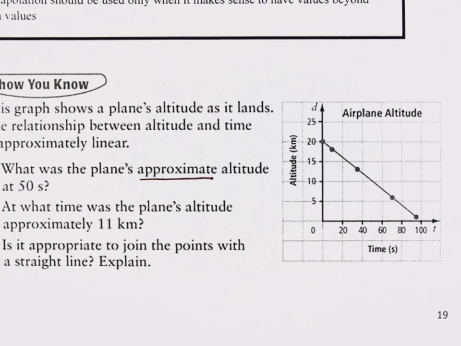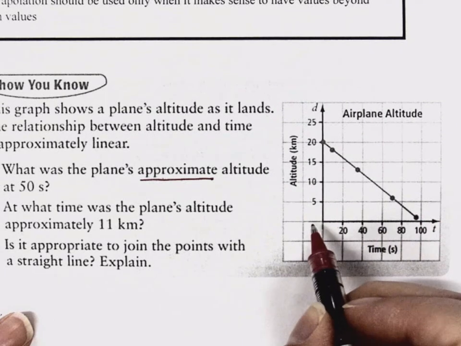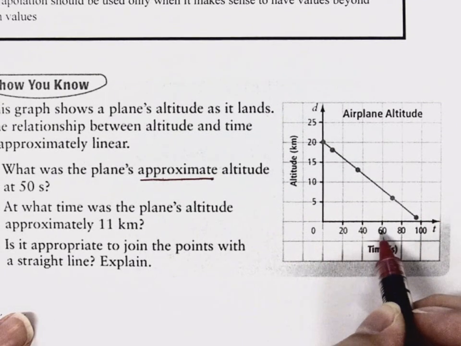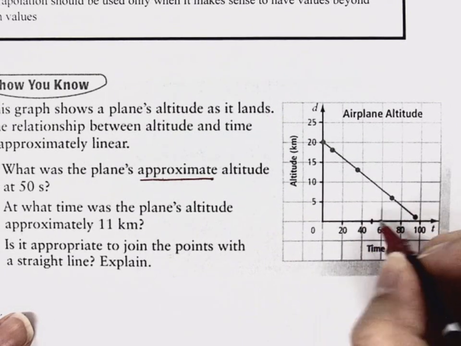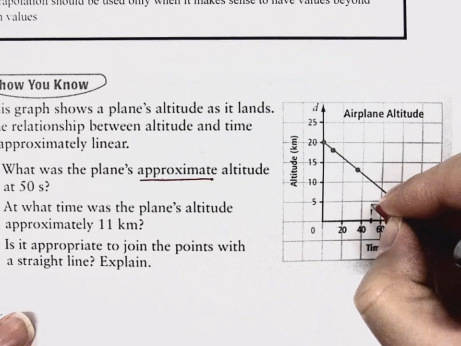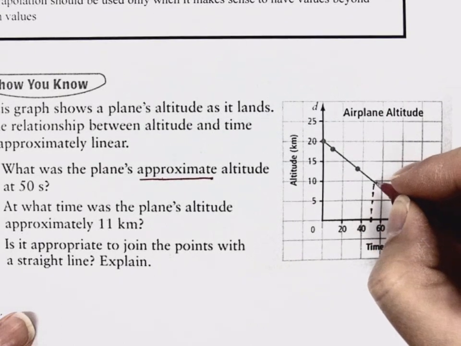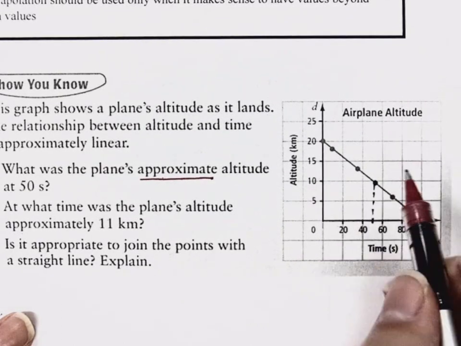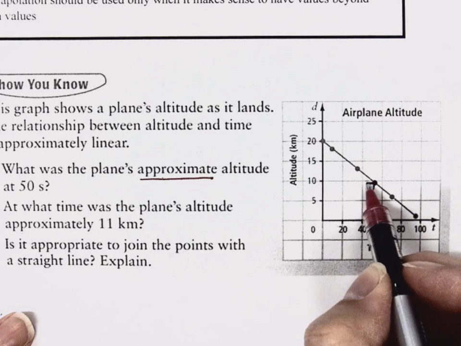At 50 seconds. Anybody feel confident to say an estimate? You got to look at the graph. So what are we going to do? We're talking about seconds. So we're going to go over to 50. So there's 40, there's 60. 50 is right here. We're going to go up to the line, and then we're going to go across.